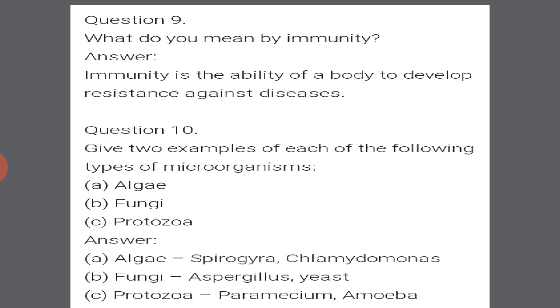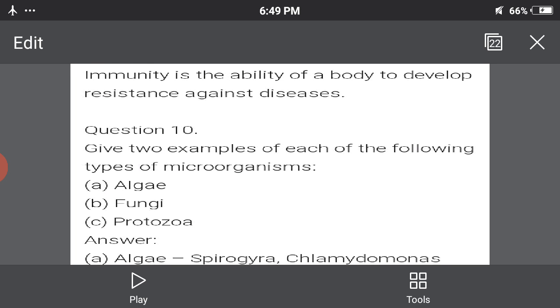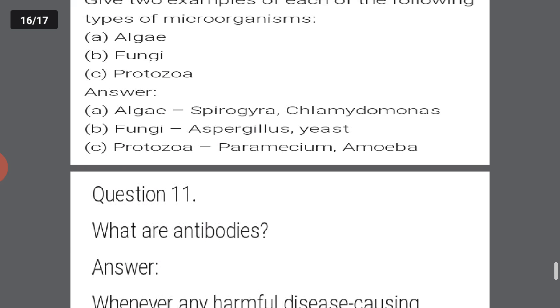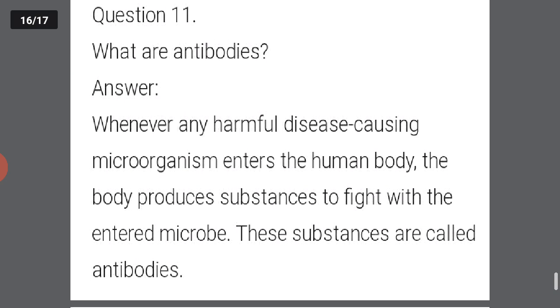Give two examples of each of the following types of microorganisms. Algae: Spirogyra, Chlamydomonas. Fungi examples are Aspergillus and yeast. Next is protozoa: Paramecium and Amoeba are the examples of these types of microorganisms. Okay, let's move further.